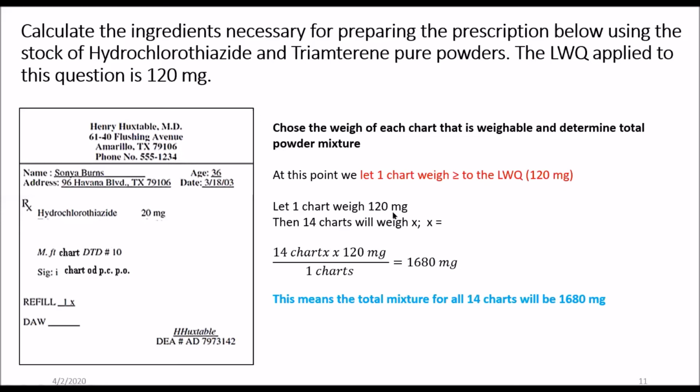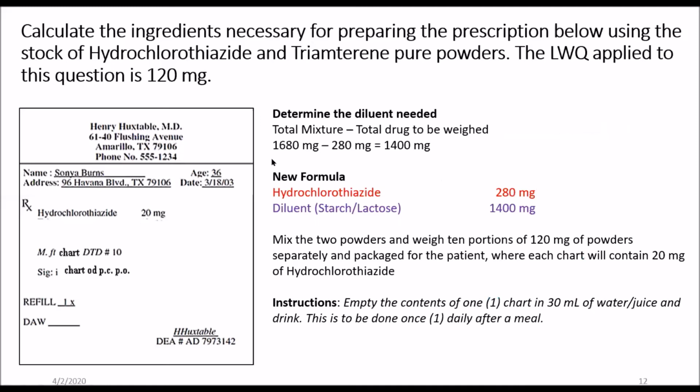So we're letting each chart weigh 120, and 14 charts will therefore weigh 1,680 milligrams. This means the total powder mixture for the 14 charts will be 1,680 milligrams. We need to determine how we got that. We added a diluent. How much of the diluent did we need to add? We subtract the 280 milligrams of hydrochlorothiazide from the 1,680 total mixture to get the diluent.